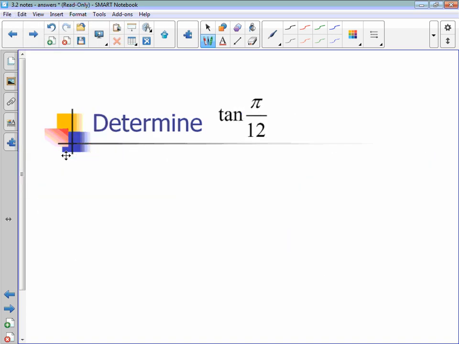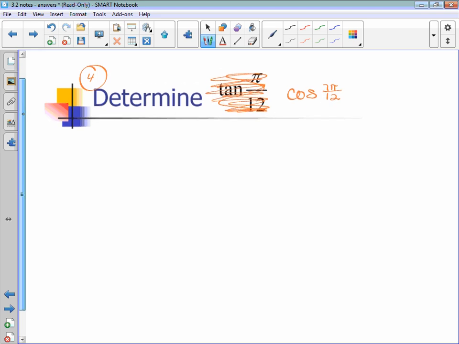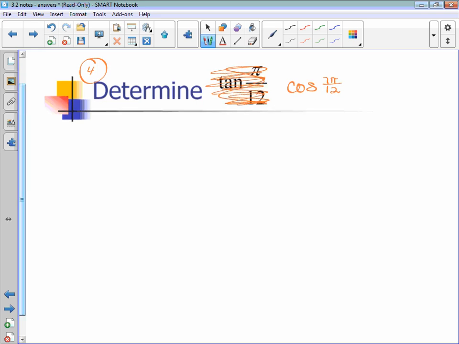Okay. Am I on 4? I'm changing this. Let's make it cosine of pi over 12. Let's make it 7 pi over 12, just for fun. Does that sound like fun? Do we have different definitions of fun? Okay. We're going to do this one together, okay?